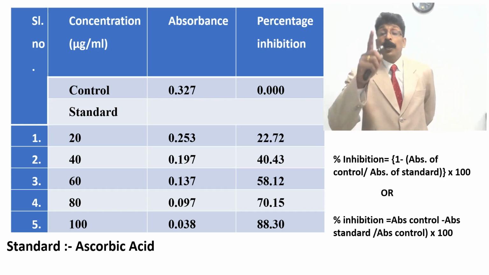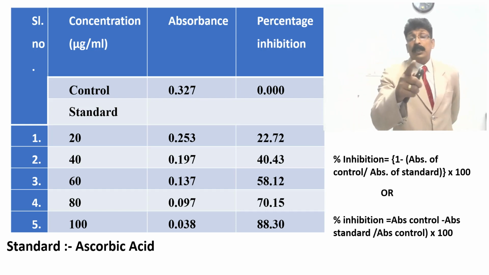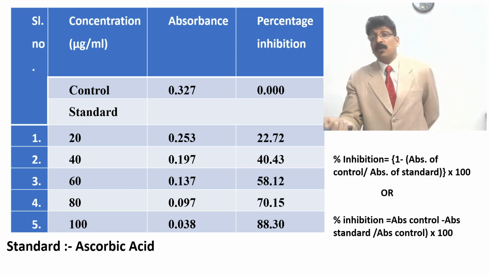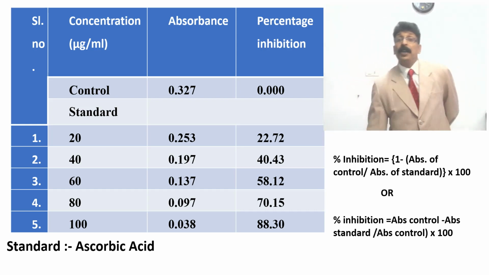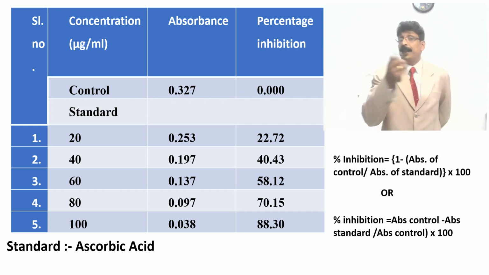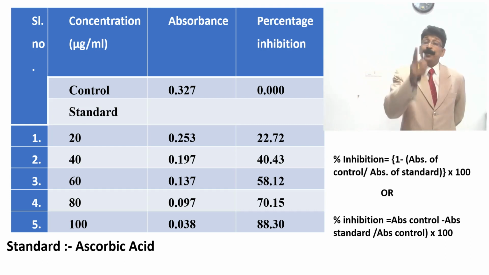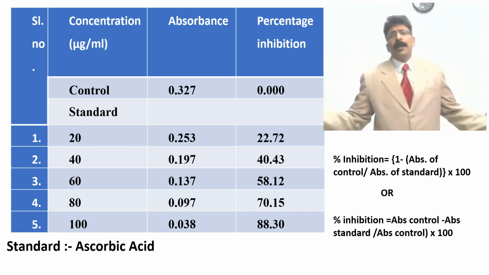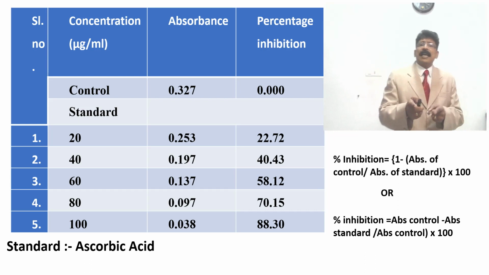It is 0 for control because you know that 0.327 is the control value, so 1 minus the same becomes 0 automatically. When you multiply 0 with any number, it will become 0. That is why for control we have taken 0. Understand? So the inhibition for control is 0 because no antioxidant is added. So we are going to see the antioxidant inhibition effect of the standard and the sample comparison.